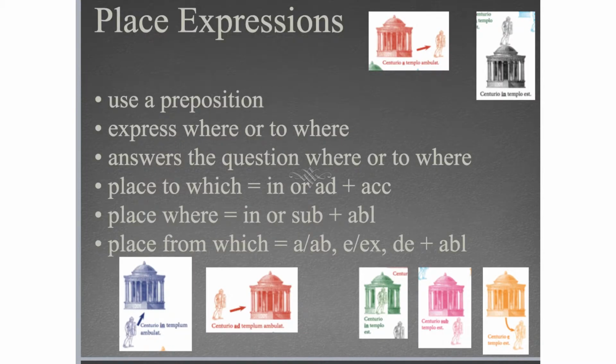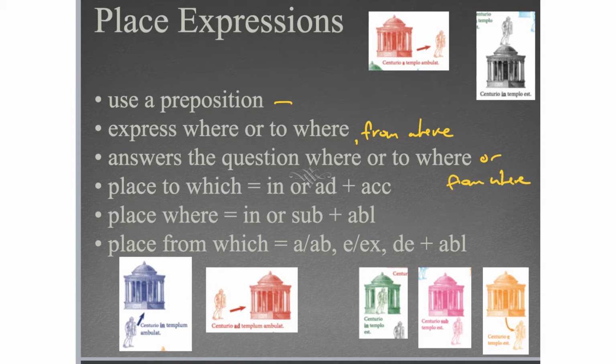All right, so shifting gears to place expressions. Again, same kind of categories as we had with ablative of means. So place expressions will use a preposition. They're going to express, at least in this case, where or to where. I can actually also add on that from where. I forgot to add that. Let me write that in. They're going to answer the question where, to where, or from where.